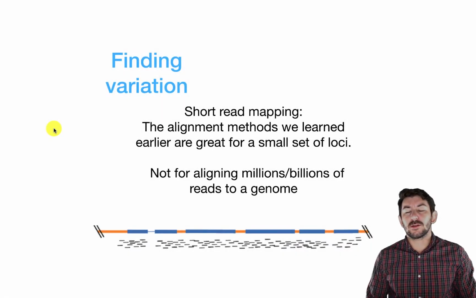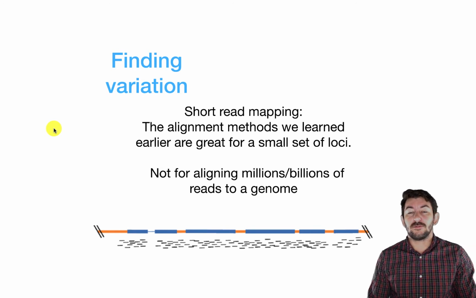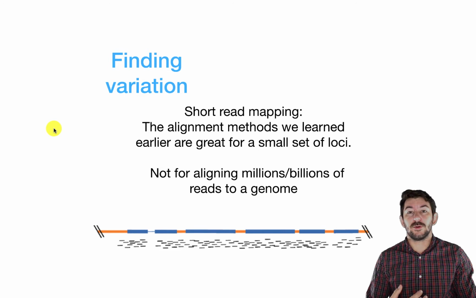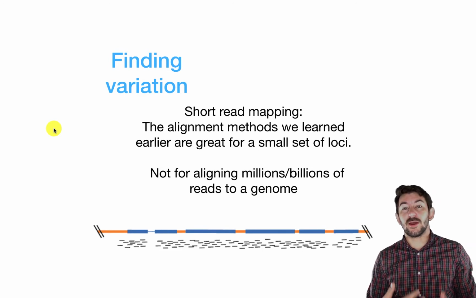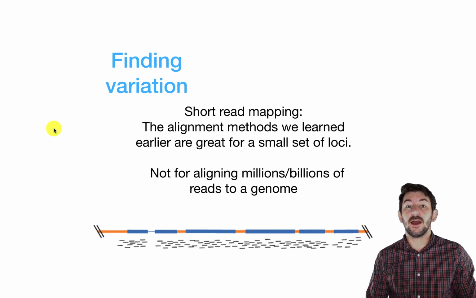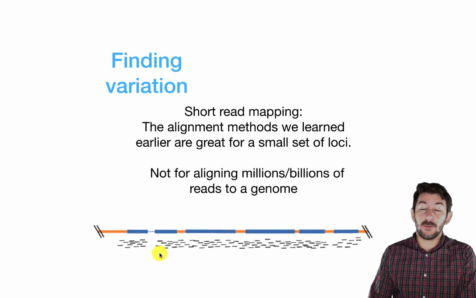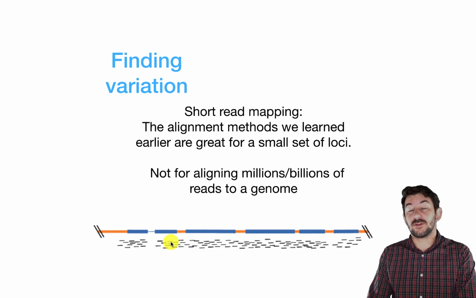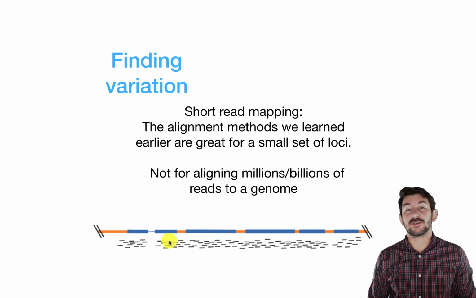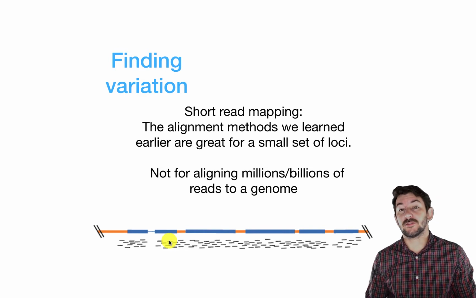The methods that we learned earlier for pairwise sequence alignment or even multi-sequence alignment are great when you're dealing with small-scale things. They do a fantastic job for aligning relative to your scoring matrix. However, if you're talking about millions or billions of little tiny fragments trying to find a home on a huge genome, they just don't scale. And so we need different methods for that.